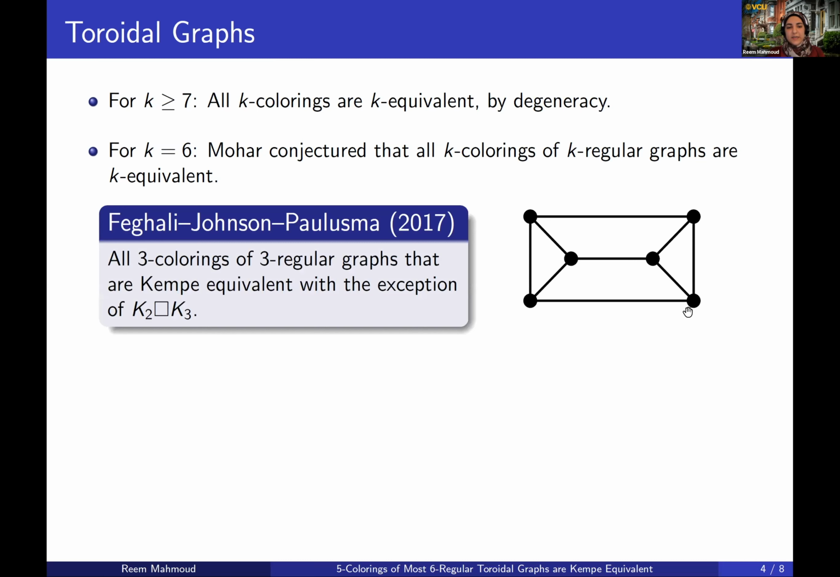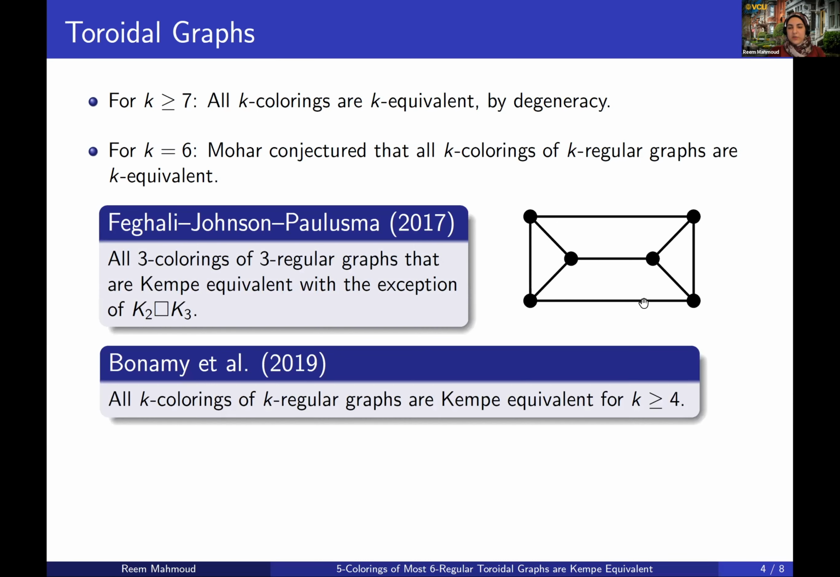In 2017, Feghali, Johnson, and Paulusma showed that this is true for k equals 3, with one exception, which is the graph you see on the right, the 3-prism. Then most recently in 2019, Bonamy and her co-authors showed that this is true for k greater than or equal to 4. Bonamy's result tells us that 6-colorings of 6-regular toroidal graphs are Kempe equivalent. If we combine that with the degeneracy lemma, then all 6-colorings of toroidal graphs are 6-equivalent.